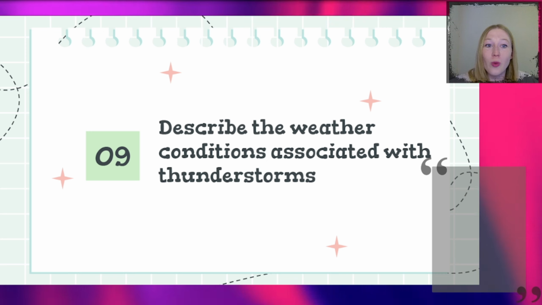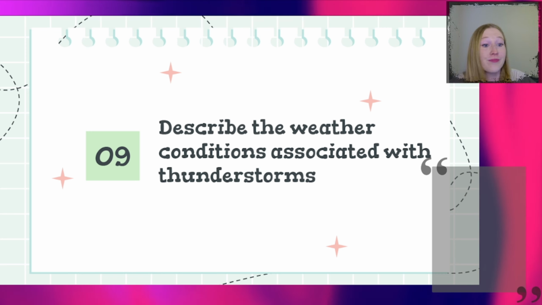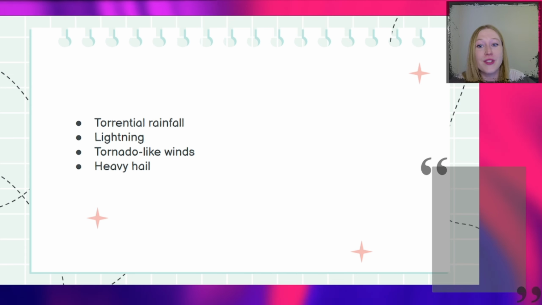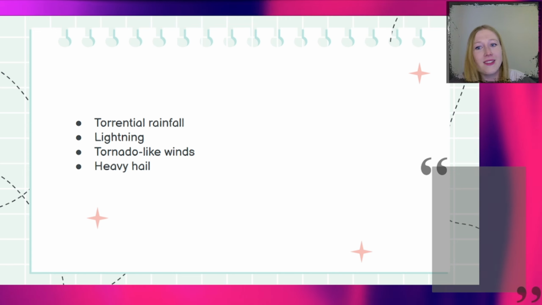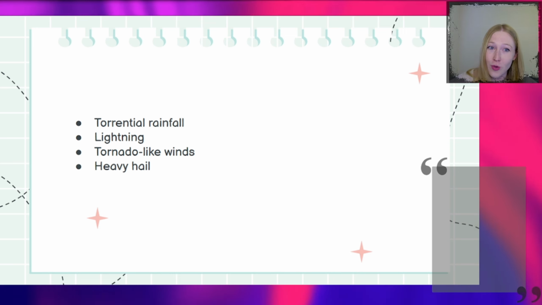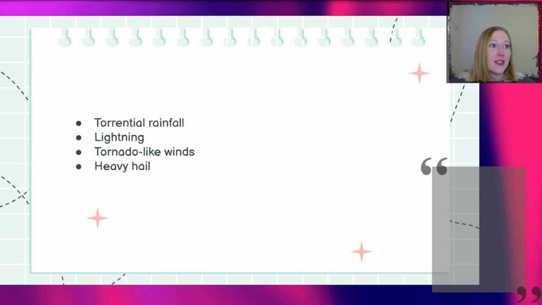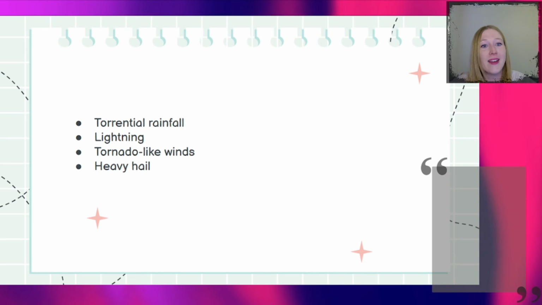What kind of weather can we expect with these thunderstorms? Well, rain, lots and lots of rain. Of course, lightning, thunder, and just incredibly strong winds, like tornado, gale force type winds. And in exceptionally strong storms, we would also see hail.